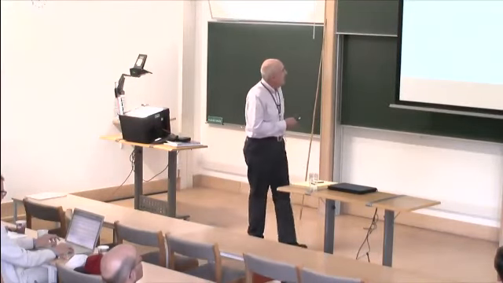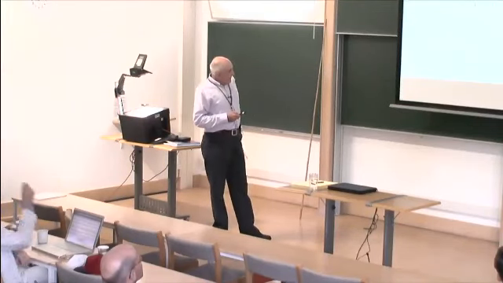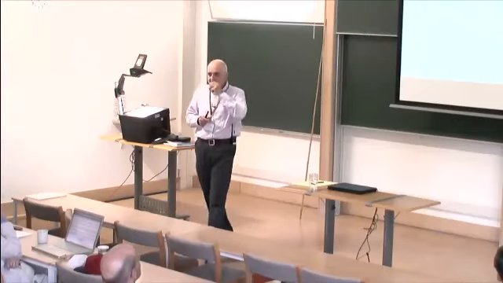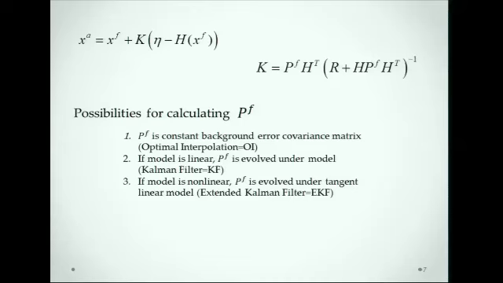That usually goes under the name of optimal interpolation, or OI. If the model is linear, then you can just evolve PF under the linear model. That's exactly what the Kalman filter does. So that is the Kalman filter, evolving PF under the linear model. If it's nonlinear, then one thing you can do is linearize around a model trajectory and use the so-called tangent linear model, and you evolve it under that. That's called the extended Kalman filter.